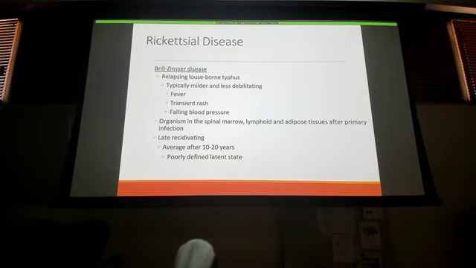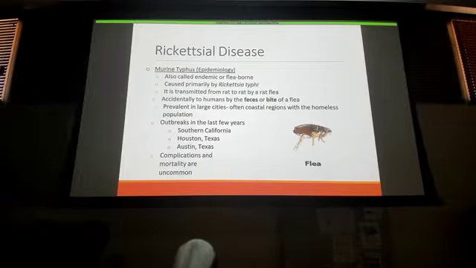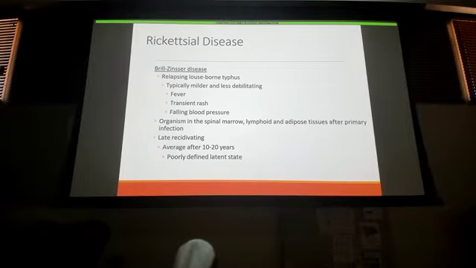All right, Brill-Zinsser disease, the same prowazekii. However, this is a relapsing situation of louse-borne typhus. So louse-borne typhus presents, maybe they get better, now it relapses years later, and it's a milder, less debilitating situation. Still has a fever, can have a transient rash, could have low blood pressure. The organisms persist in the spinal marrow, lymphoid, and adipose tissue after the primary infection. You can see there it can even be 10 to 20 years later. Okay. So Brill-Zinsser is just the relapsed version of louse-borne typhus.